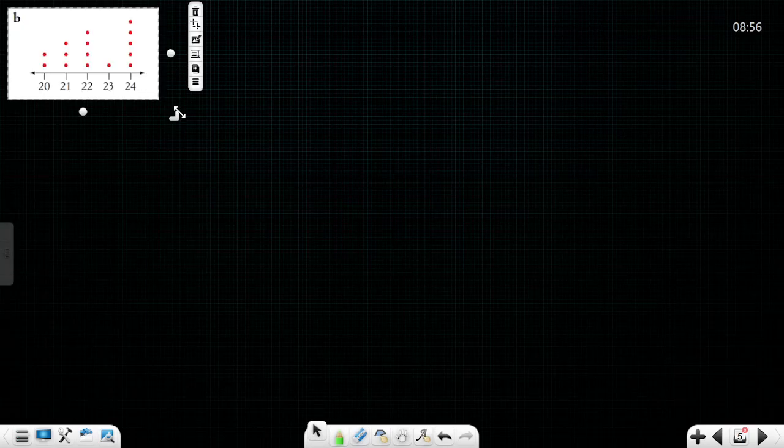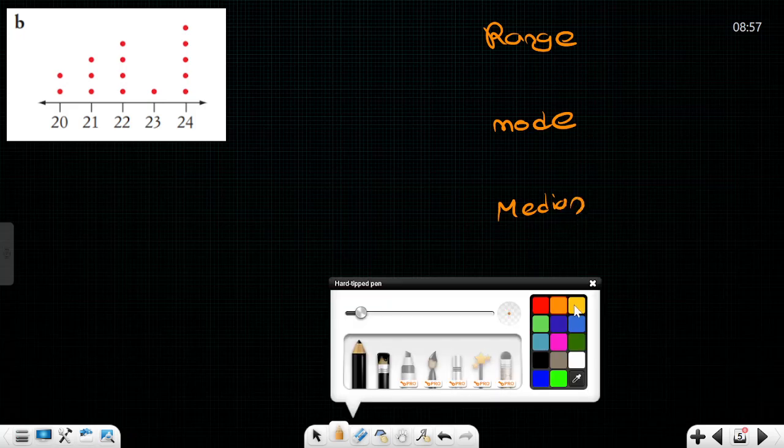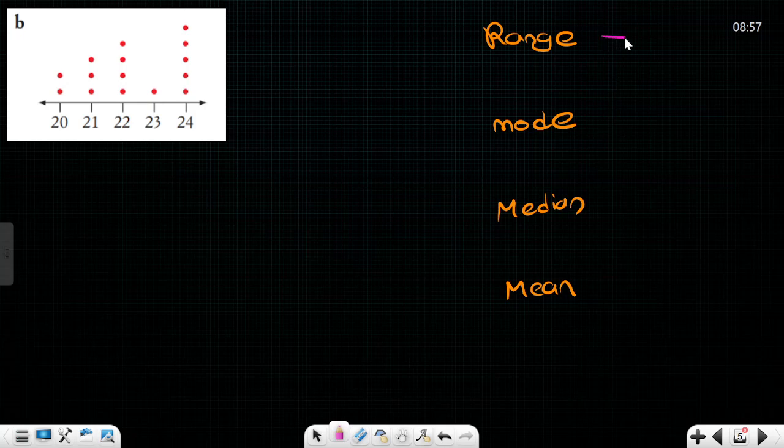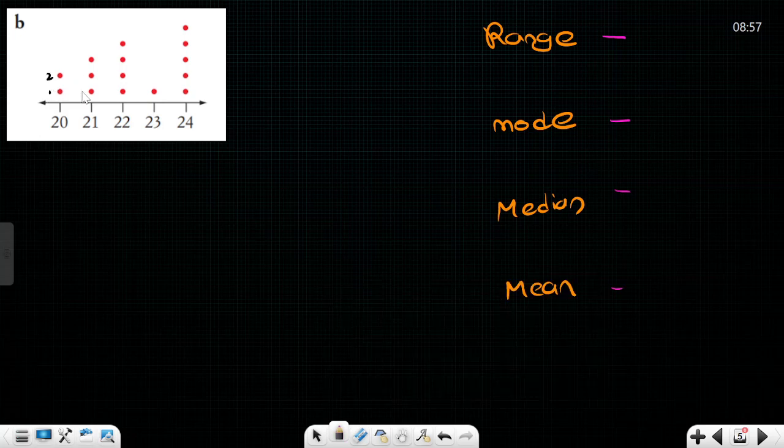For this second one also, what all things do we need, Akshita? Range, mode, median and mean. After doing all these problems, you will get thorough clarity. If you want, you can number them now itself: 1, 2, 3, 4, 5, 6, 7, 8, 9, 10, 11, 12, 13, 14, 15. Correct?